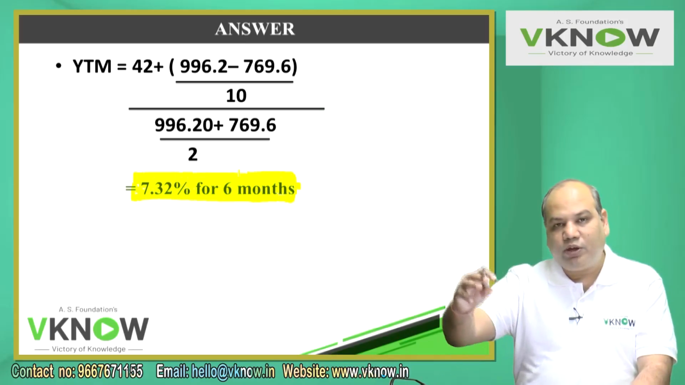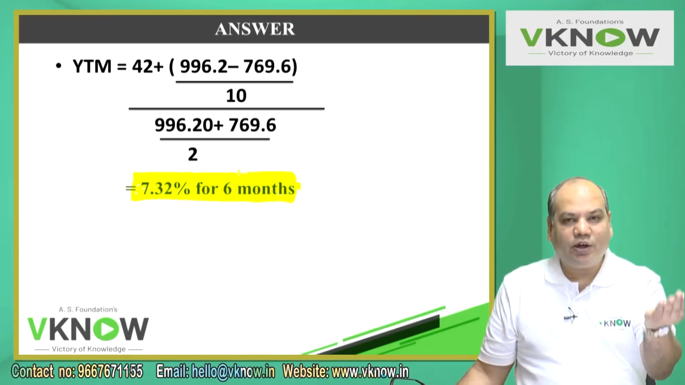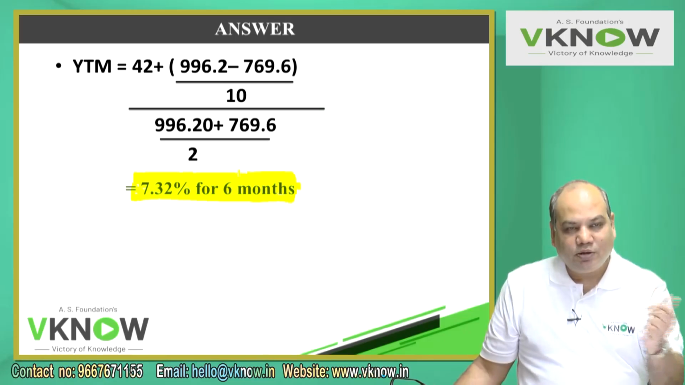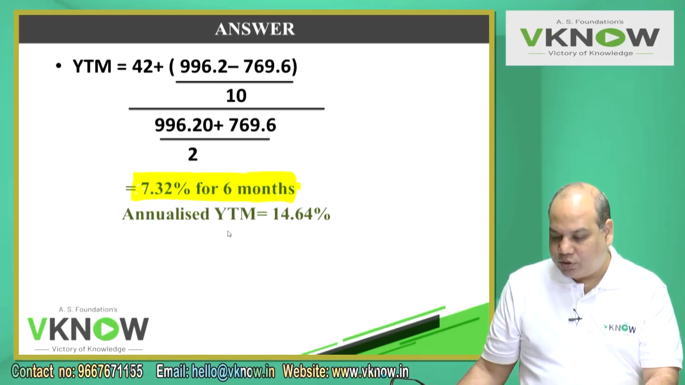So what will be the annualized YTM? Tell me, what will be the annualized YTM? It will be multiplied by 2. So therefore, below this write down annualized YTM: 7.32 into 2. 7.32 into 2 is 14.64%. 14.64% per annum.